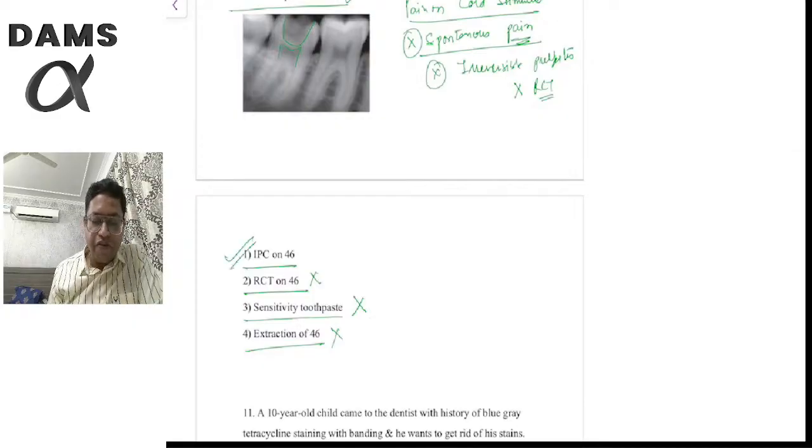We are left with the vital pulp therapy option, that is indirect pulp capping. We can see no frank exposure of the pulp is there. We do indirect pulp capping with 46. So option 1 would be the answer.